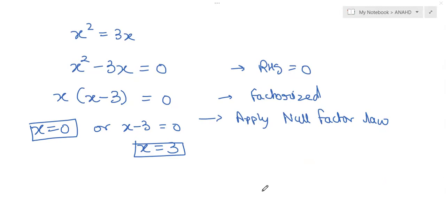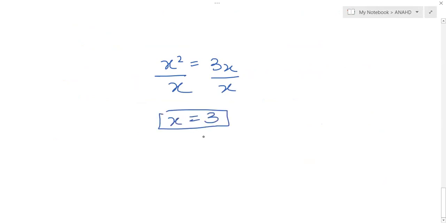Sometimes I observe a lot of students making this mistake, and therefore I wanted to tell you. The moment they see x squared is equal to 3x, they divide by x on both sides. And then they say, sir, x is equal to 3, and we got the answer. But the issue is that the moment you do this, you actually lose one solution, that is x is equal to 0.